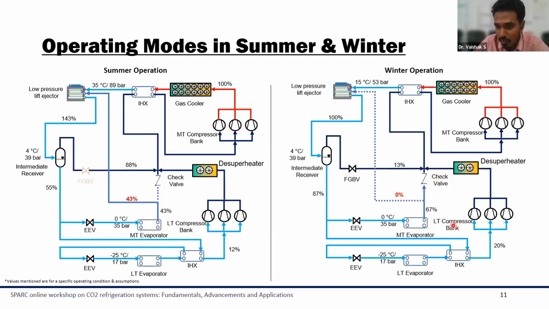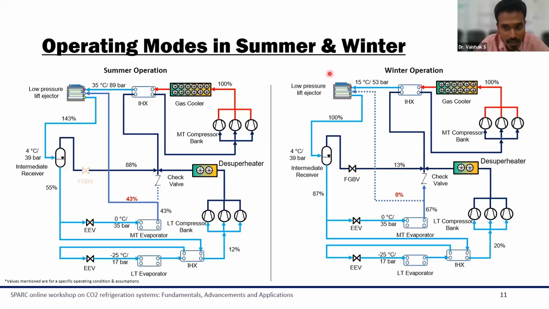All will be taken by the normal application, that is, all the refrigerant from the MT evaporator will be directly taken by the MT compressor bank. Now this system has the capability to switch between these two operations through this flash gas bypass valve here. That means when it is working in this ejector mode, this flash gas bypass valve will be 100% open, and it won't be taking part in the control of the pressure of this intermediate receiver.